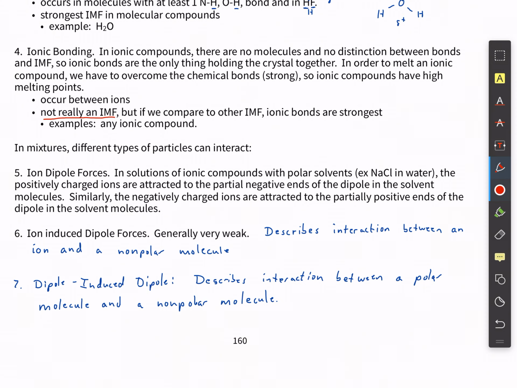Now, there are three other types of intermolecular forces that can exist. You will only see these, however, in mixtures. And they'll be in mixtures where you have different types of particles interacting. When you have an ionic compound mixing with a polar or a nonpolar, or if you have a polar mixing with a nonpolar, then you will get these three combinations. And these are just named based on the types of particles that are interacting, so you'll see a little pattern here. The most common of these is when we do dissolve an ionic compound in water. You will get what's called an ion dipole force.